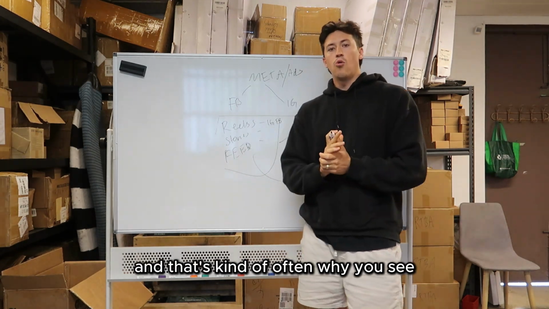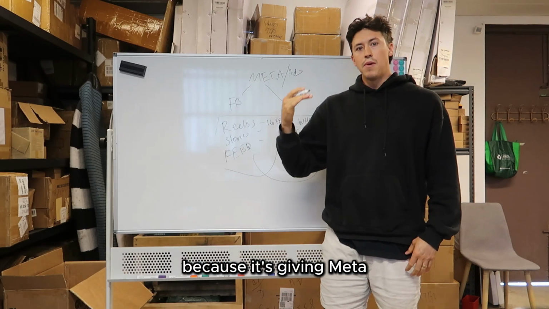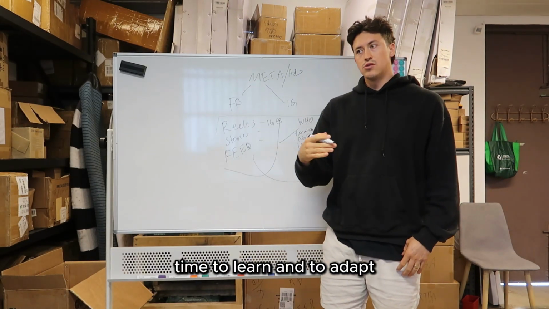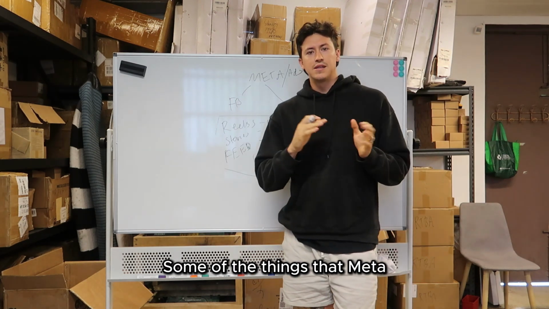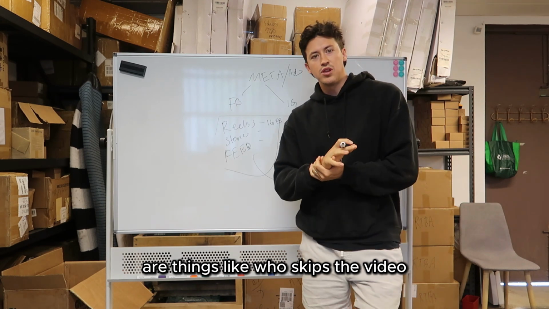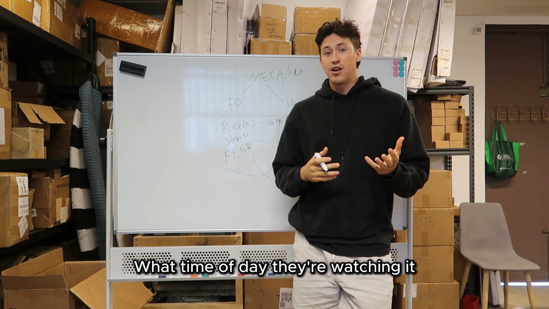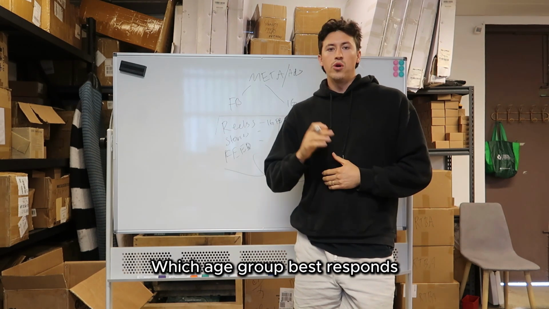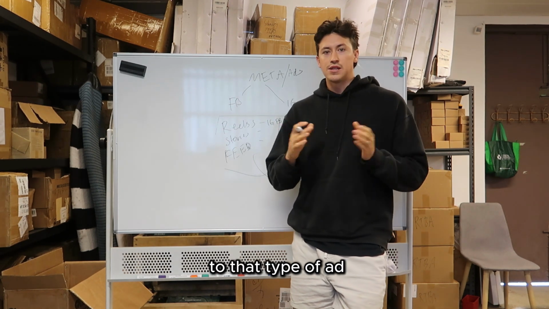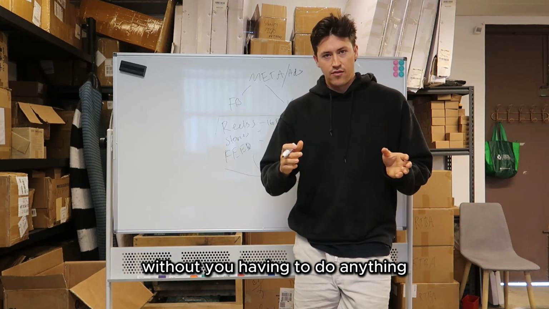That's often why you see results improve over time, because it's giving Meta time to learn and to adapt. Some of the things that Meta tests in the background that we don't have access to are things like who skips the video or who watches it for a long period of time, what time of day they're watching it, what time of day they're clicking it, and which age group best responds to that type of ad. It's constantly making adjustments and running different tests without you having to do anything.